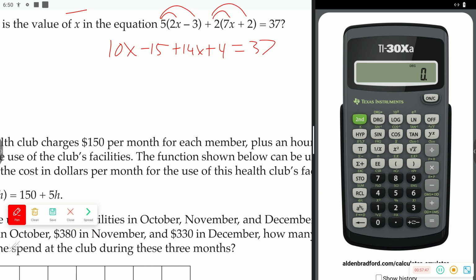Now all we have to do is combine like terms. 10x plus 14x is going to be 24x. I'll do negative 15 plus 4. That's going to be minus 11 equals 37. To get rid of the minus 11, it's going to be plus 11 on both sides. So we have 24x equals 48. We're going to divide both sides by 24. We're going to get x equals 2.